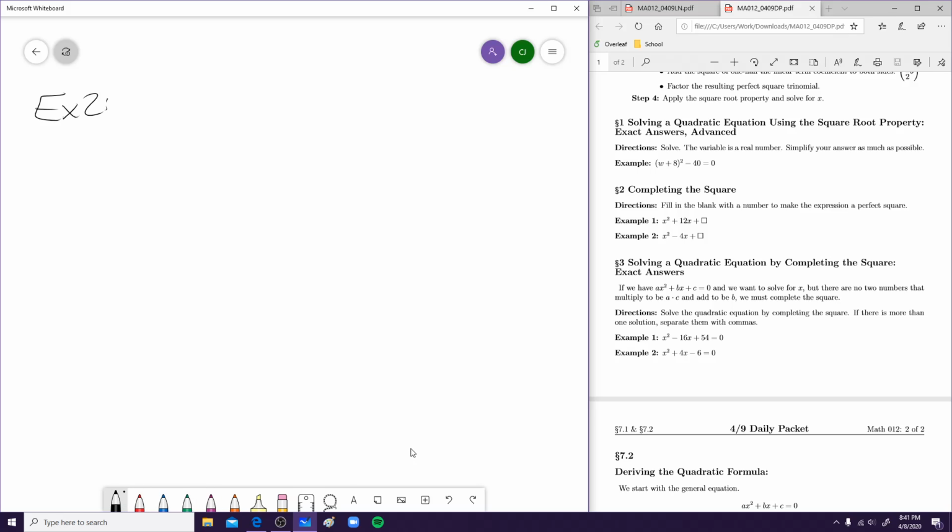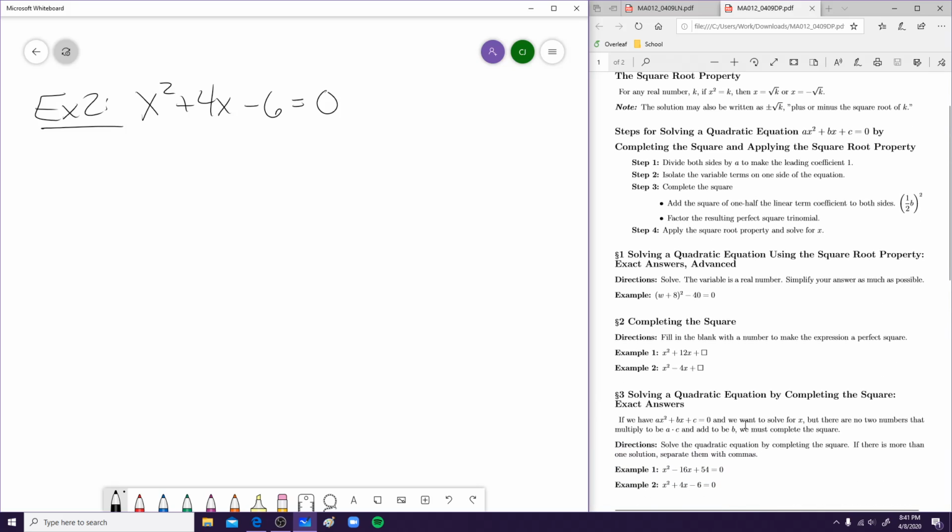So example 2, we are given x squared plus 4x minus 6 is equal to 0. So our very first step is we first need to see if there are two numbers that multiply to be a times c and add to be b. So we want to see, are there two numbers that multiply to be negative 6 and add to be 4? So for negative 6, since it's negative, one of our terms has to be negative. So I have negative 1 and 6, negative 2 and 3. And these are all the factors of 6.